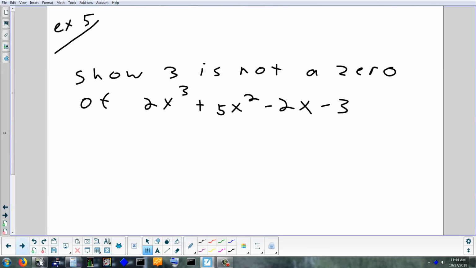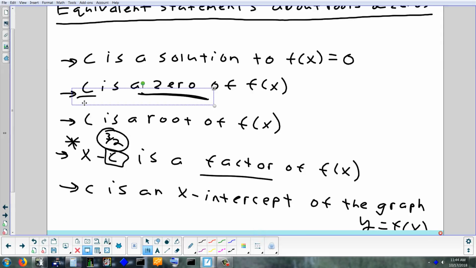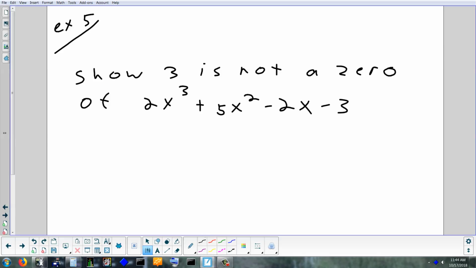All right. Let's show that 3 is not a 0. I'm going to go back to that chart that we had yesterday for a second. Instead of showing 3 is not a 0, I'm going to show that x minus 3 is not a factor. Now, to show something is not a factor, divide it. And if it's not a factor, you're going to hope that you get a remainder that's not what? Not 0. So that's what we're going to do.